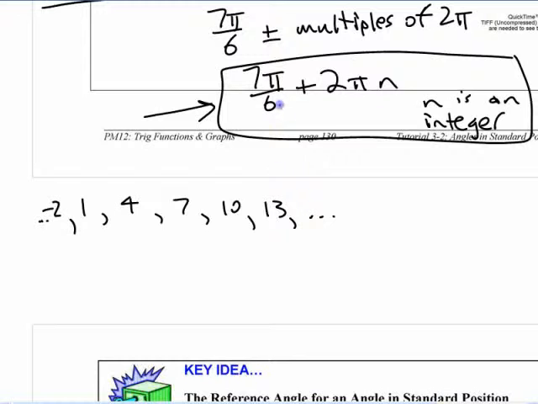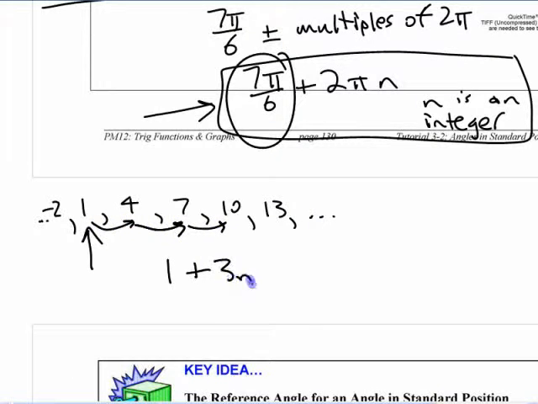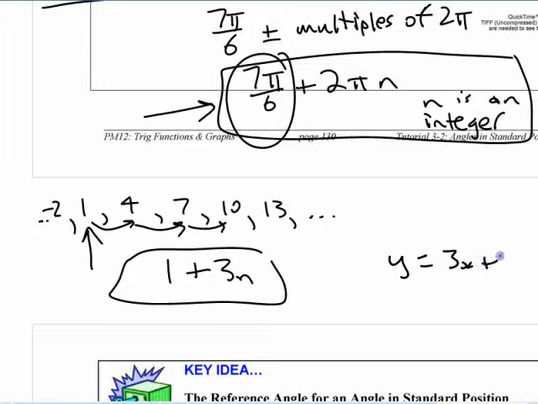You could do the same as you did up here. Pick one of them, maybe this one. 1 plus, what are the jumps here? 3, right? Plus 3n. This is when you wrote linear equations and you said y equals 3x plus 1. That's all you're doing. You're giving a general expression for all the numbers rather than listing them all. It's the same thing here. This is a general expression for all of the angles, right? When you did sequences and you summed it up like that.